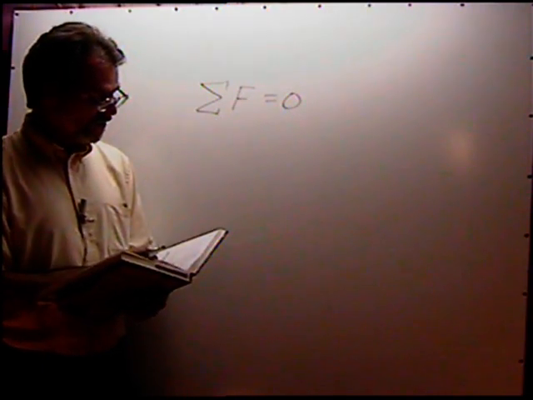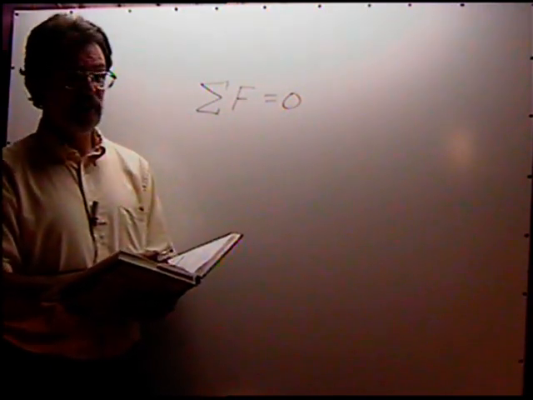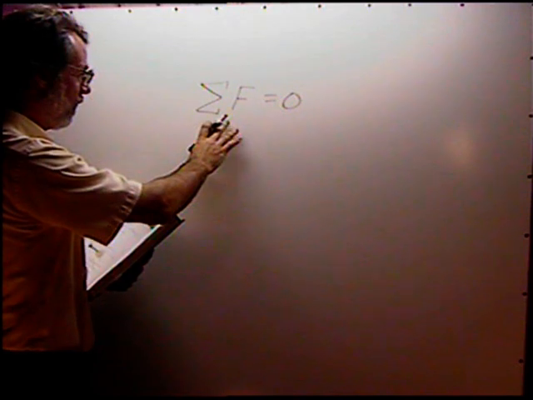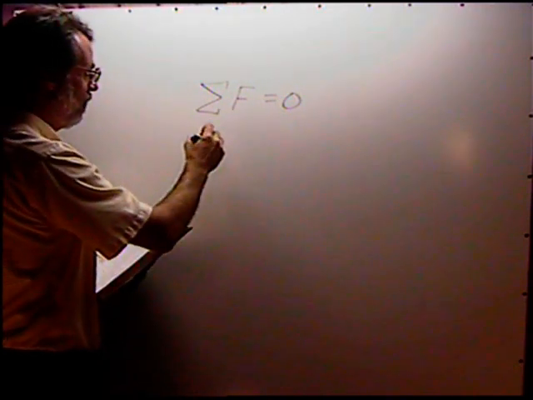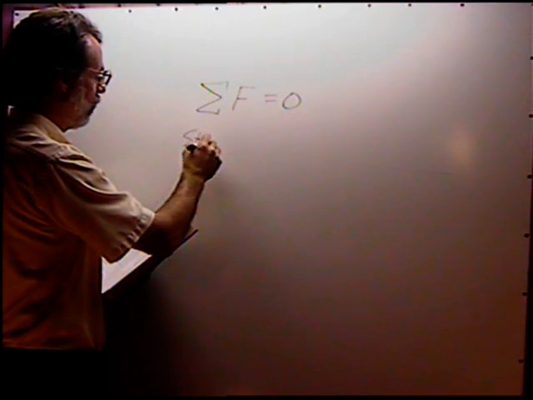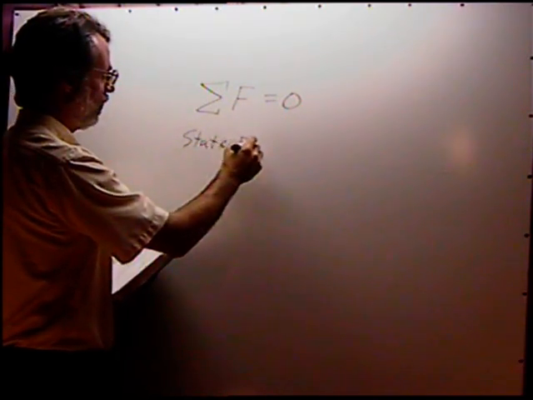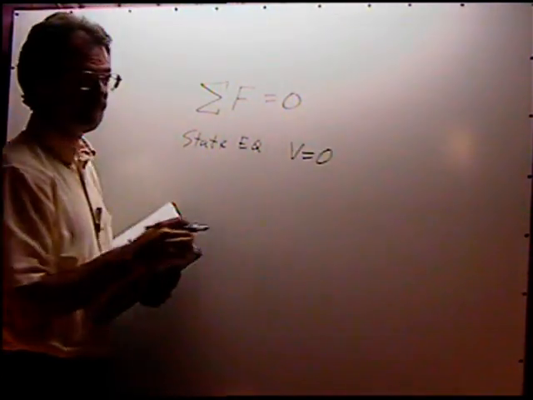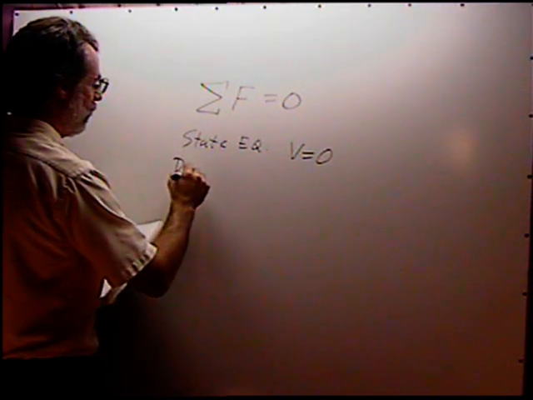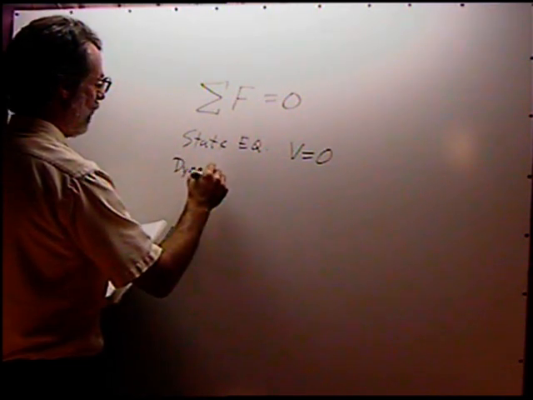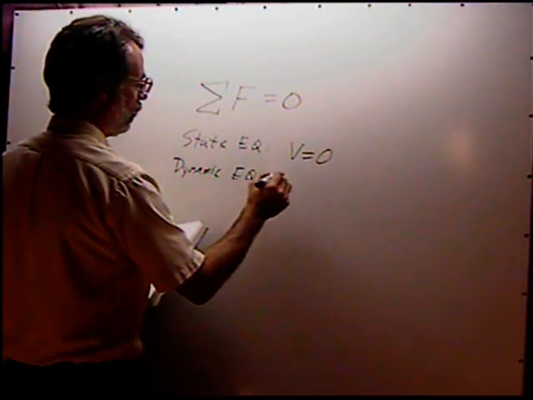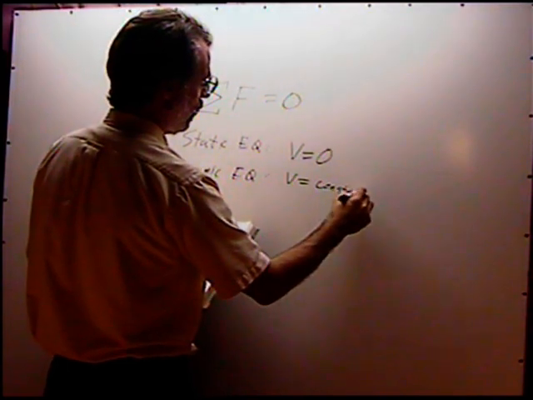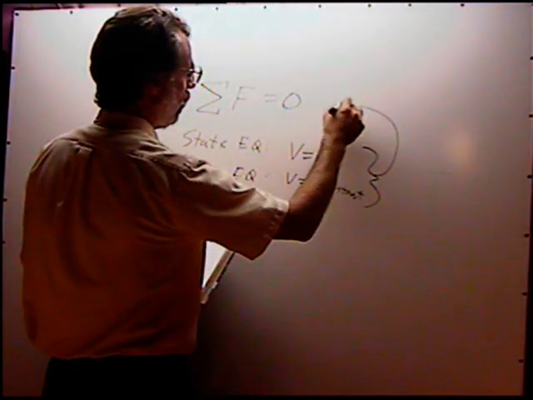Now, number 2, distinguish between dynamic equilibrium and static equilibrium. As we talked about in the lecture, there can be two situations here. In the static equilibrium case, we have the case where the velocity of the object is 0. In the dynamic equilibrium case, the velocity is some constant. It's not 0.